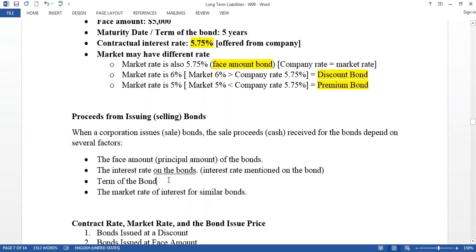The term of the bond may be 5 years, it may be 10 years, or it may be 20 years, 30 years. It depends on the term. It is also mentioned on the bond paper.